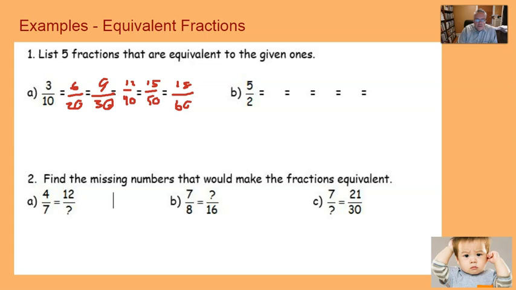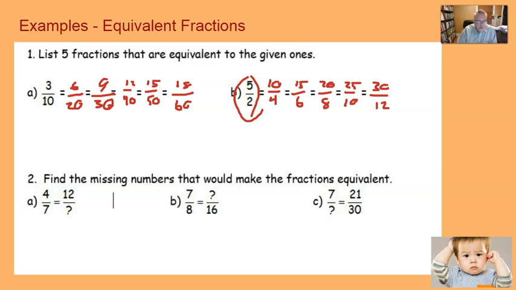Let's do the same thing here. Let's multiply 5/2 by 2 in the numerator and denominator. So this would be 10/4. Let's multiply the original fraction by 3. That would be 15/6. If I multiply it by 4, that'd be 20/8. If I multiply it by 5, that'd be 25/10. If I multiply it by 6, we'd have 30/12. All of these are equal fractions.